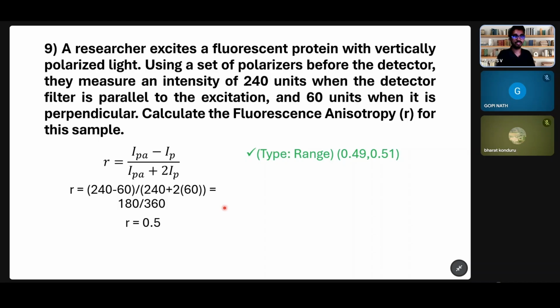So this is how you generally solve your numerical answer type questions. I hope this is clear to everyone? If yes, we can move on to the next question.